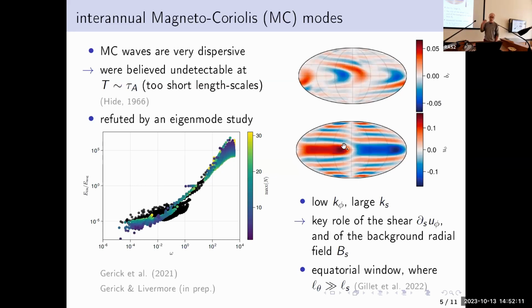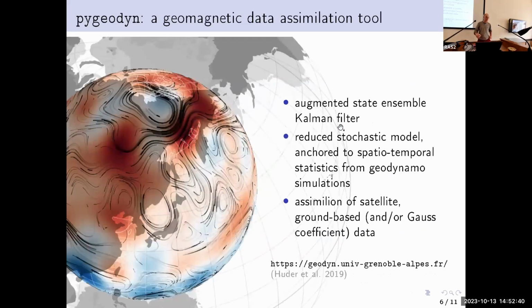And actually these are detectable for a geometrical reason. And the geometrical reason is that if those motions are quasi-geostrophic, that is invariant along the rotation axis, then a very small length scale in the S direction close to the equator project into a relatively broad length scale in theta. And that's what makes them observable from magnetic data.